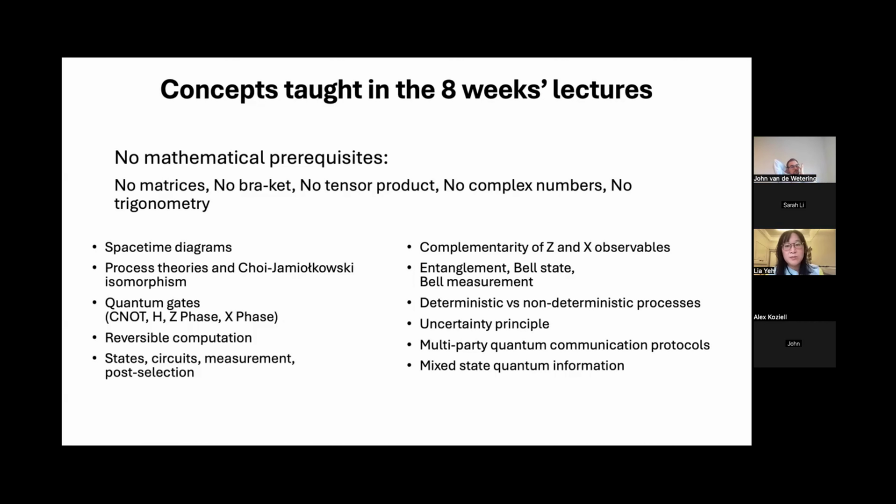On the left half of this slide, I'll go down the column. We have space-time diagrams as shown on the previous slide. Process theories and the Choi-Jamiołkowski isomorphism. We don't call it the Choi-Jamiołkowski isomorphism to the students, but we do provide the translation at the back of the textbook for those who are interested. This just means wire bending in the graphical formalism, but it is something very non-trivial in bracket notation.